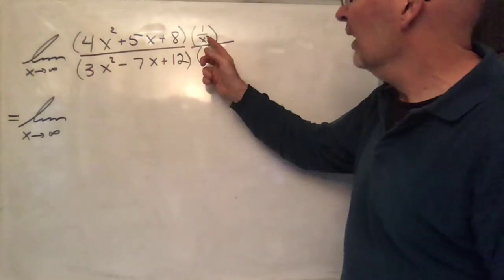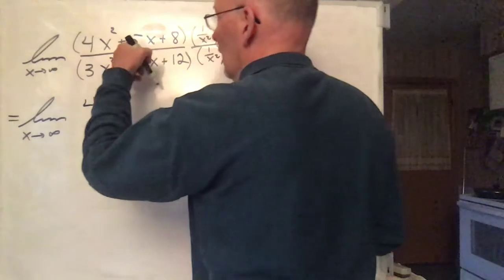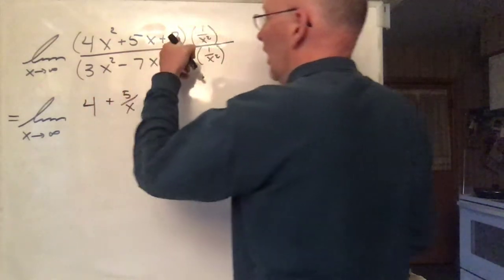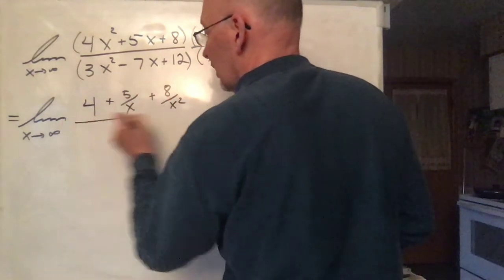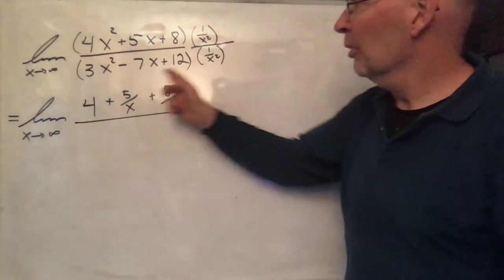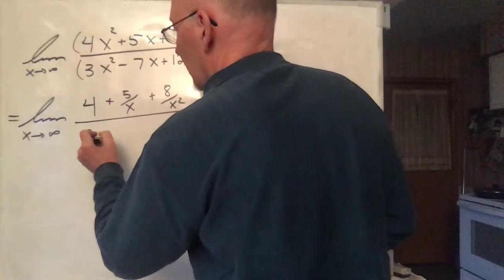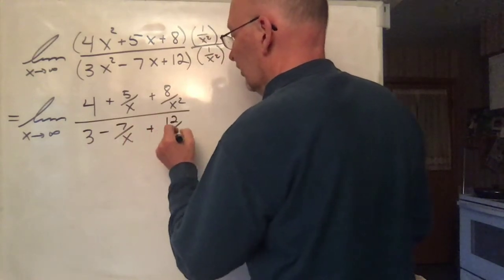And when we do, what happens? 4x squared over x squared is 4. 5x over x squared is going to be 5 over x. And then 8 over x squared is just 8 over x squared. On the bottom, as you multiply the 1 over x squared through by everything, you're going to get 3 minus 7 over x plus 12 over x squared.